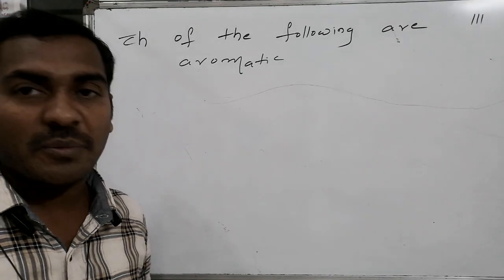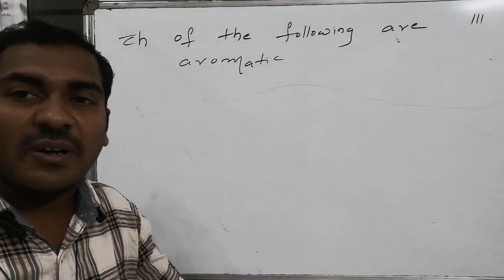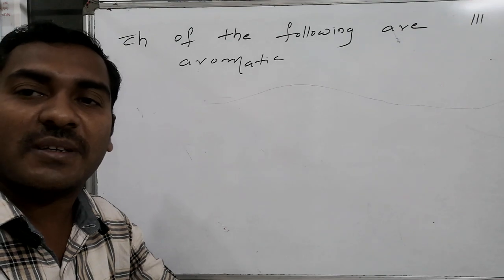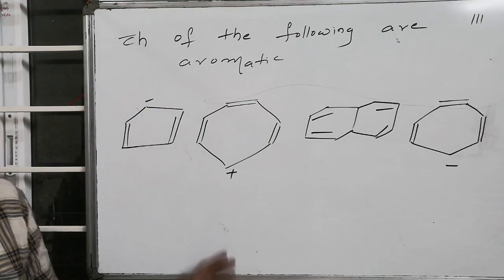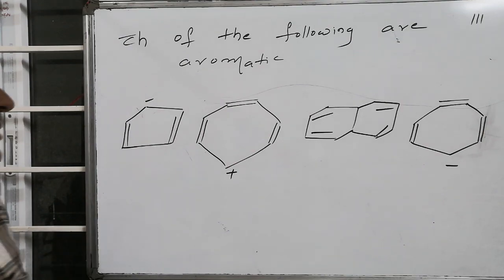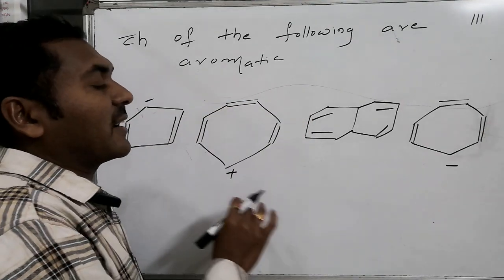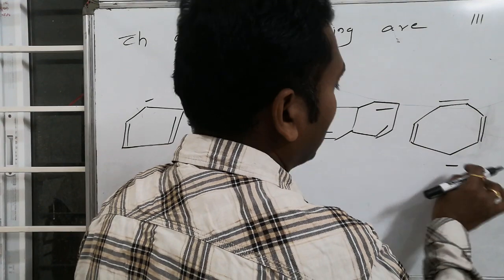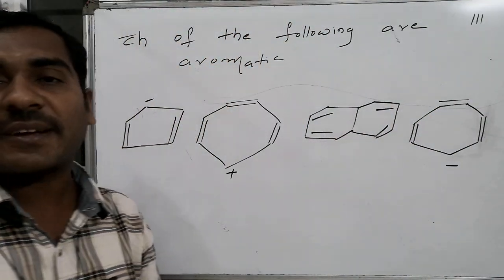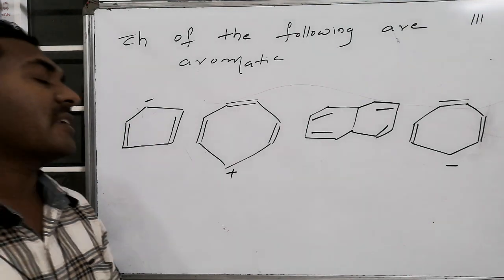A question from the previous JEE. Which of the following are aromatic in nature? The options given are cyclopentadienyl anion, cycloheptatrienyl cation, cycloheptatrienyl anion, followed by a naphthalene type of system, but here it is not having any unsaturation; there it is having saturation.